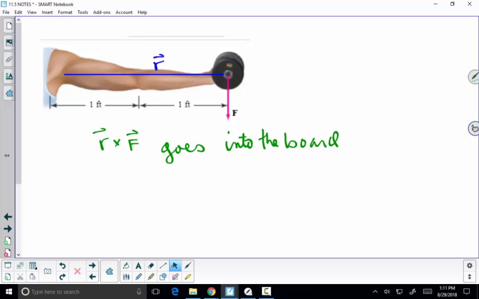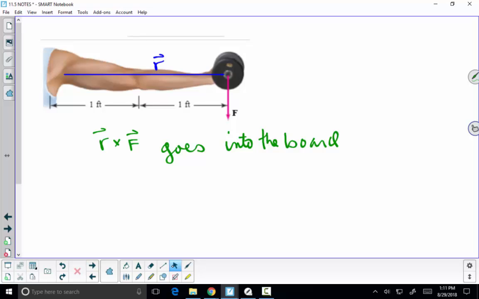So for us in calc, it's usually just the magnitude or the loose direction. It doesn't matter if it's off by 180 degrees. If you're tightening a bolt and you want to loosen it, just go the other way, right? In practice, it's not going to matter too much.